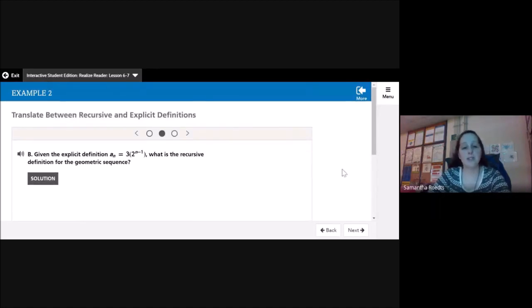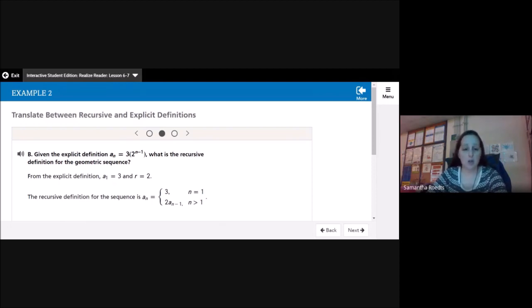All right, so given the explicit definition, a sub n equals 3 times 2 to the n minus 1, what is the recursive definition for the geometric sequence? So from the explicit definition, a sub 1 equals 3, r equals 2. The recursive definition for the sequence is a sub n equals 3 when n equals 1, and 2 times a sub n minus 1 when n is greater than 1. So 2, that was my rate, times a sub n minus 1.